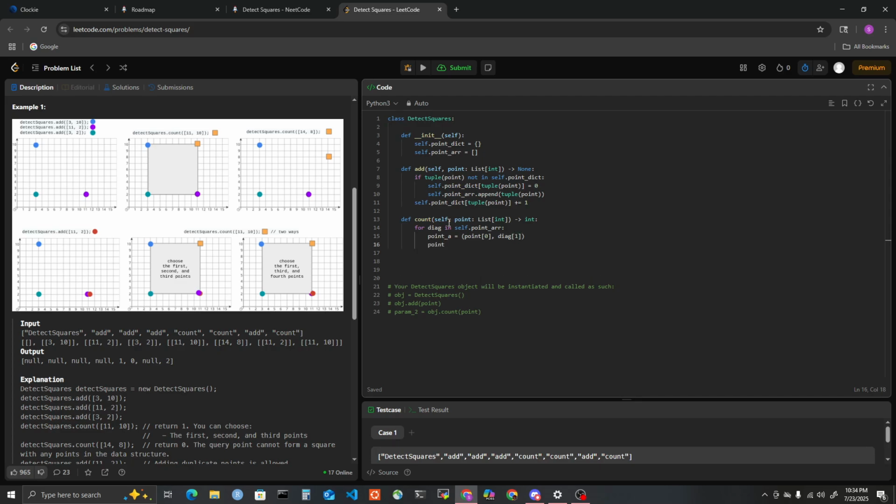Let's say point B equals diagonal of 0 and point of 1. Cool. Cool beans. And what I will do is I'm going to say count equals 0.